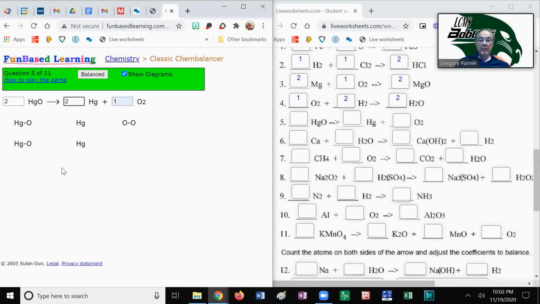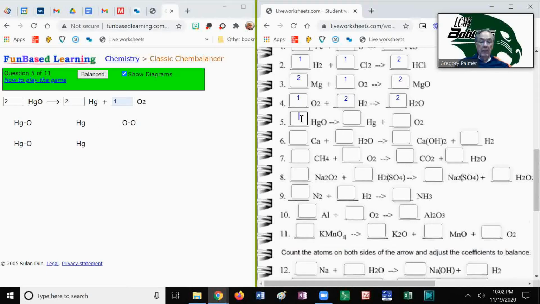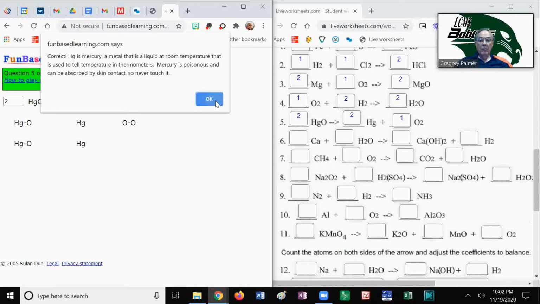So I'm going to bump this up to a 2, and now I have 2 mercuries, 2 mercuries. On the reactant side, 2 oxygen, 2 oxygen. So this looks balanced. And it says we're correct.